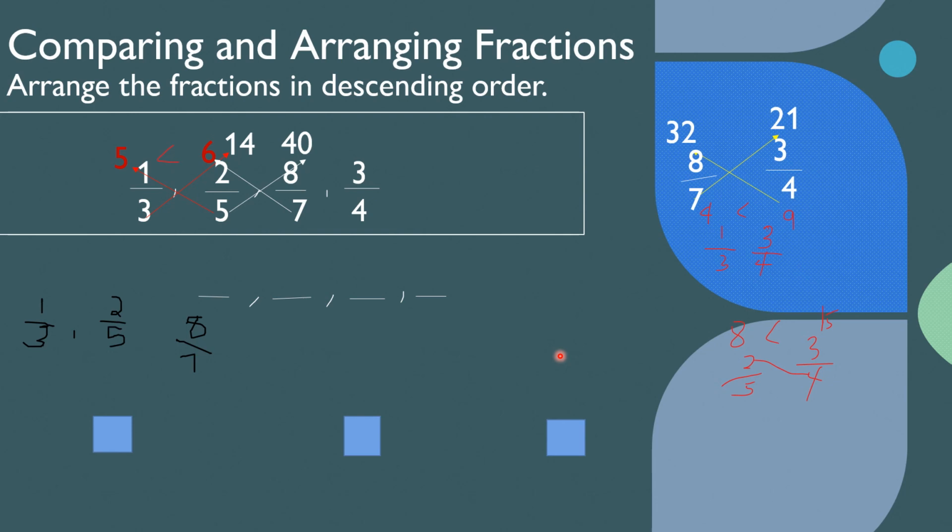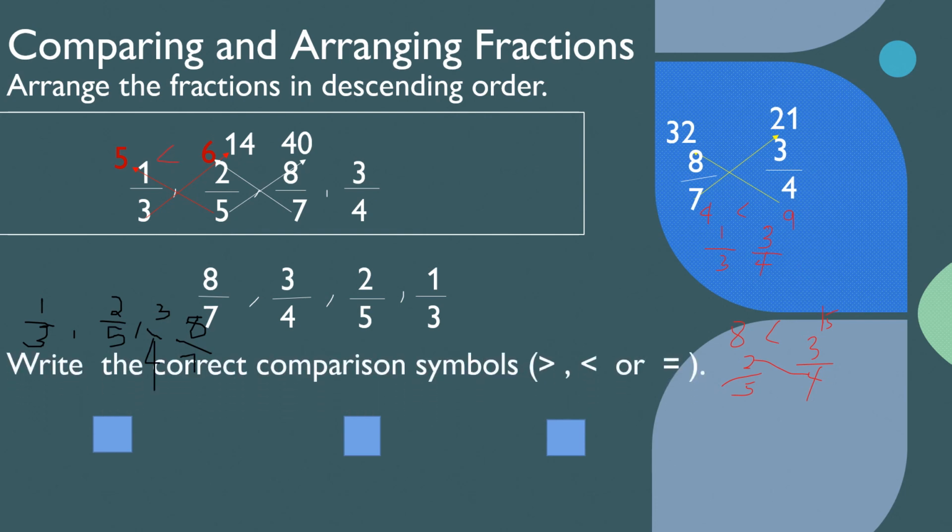So, ang arrangement ngayon, nandito ngayon ang 3/4. Okay? Now, paano kaya ito yung pinakamaliit, ito yung pinakamalaki. But ang sabi dito, descending order mula sa malaki papunta sa maliit. So, baliktarin natin ito. So, ngayon, ang pinakamataas ay 8/7, next is 3/4, 2/5, and 1/3.